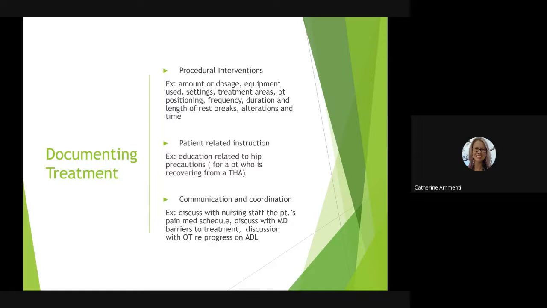And then you can also document any communication or coordination with other professionals. So with nursing, the doctor, with OT, your communications with the primary PT can also be documented under treatment.